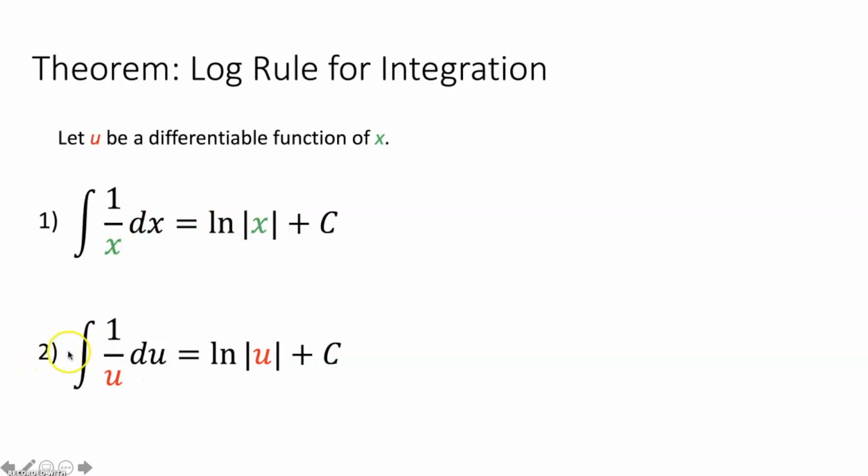Now the second part says the integral of 1 over u du is equal to the natural log of the absolute value of u plus c. You may be thinking, how is this different than this? Well, remember, u is going to be a differentiable function of x. So we're imagining u to be x plus 5 or 2x plus 8 or 7x minus 9 or x cubed minus 5x plus 10. That's what u is equal to, a differentiable function of x. So what this is saying is that you can use u substitution in order to integrate 1 over u du, and it would still be equal to the natural log of the absolute value of u plus c.